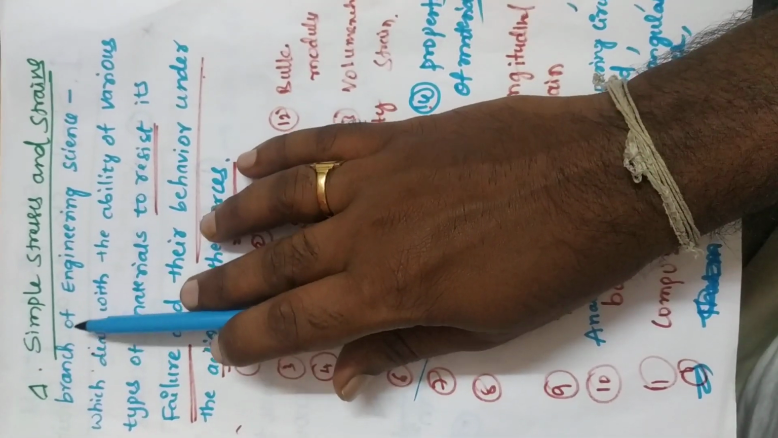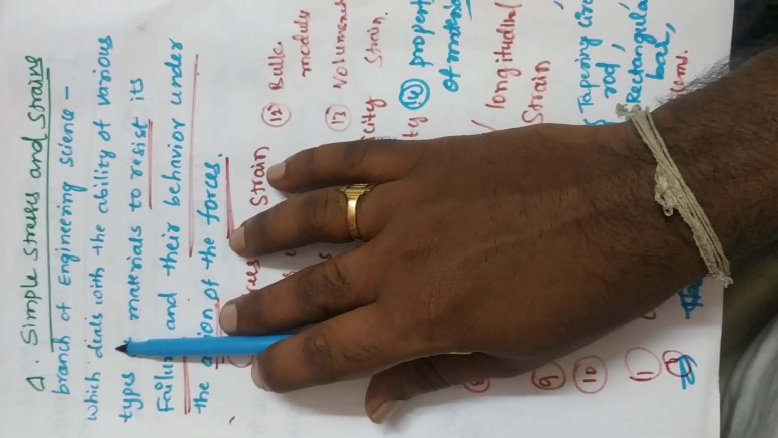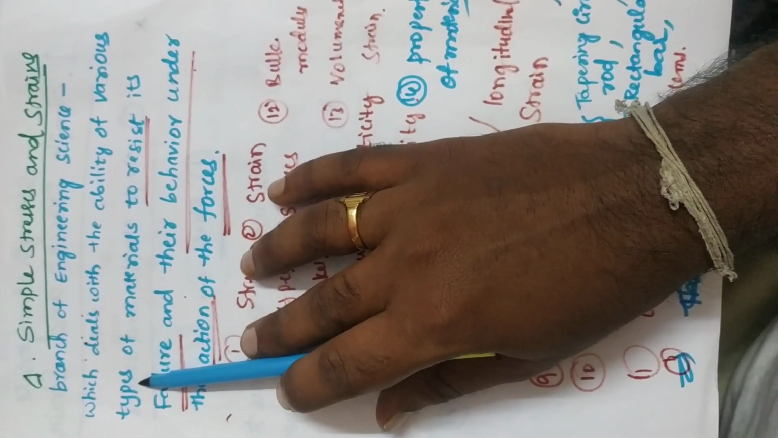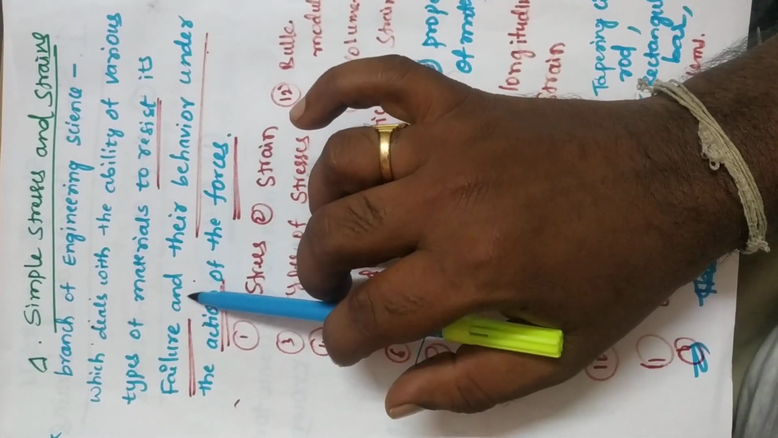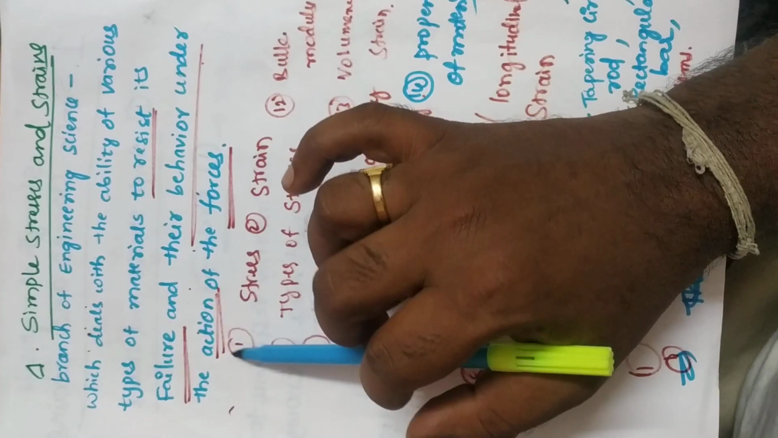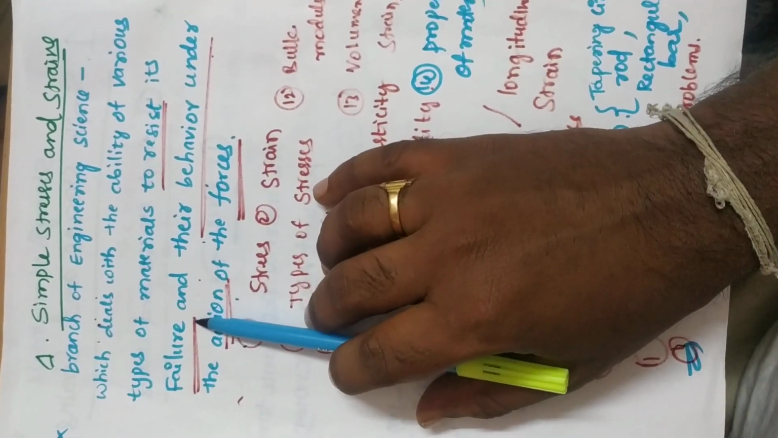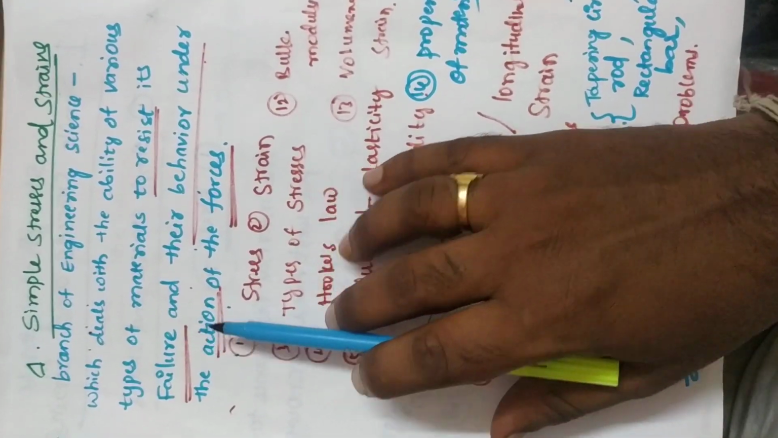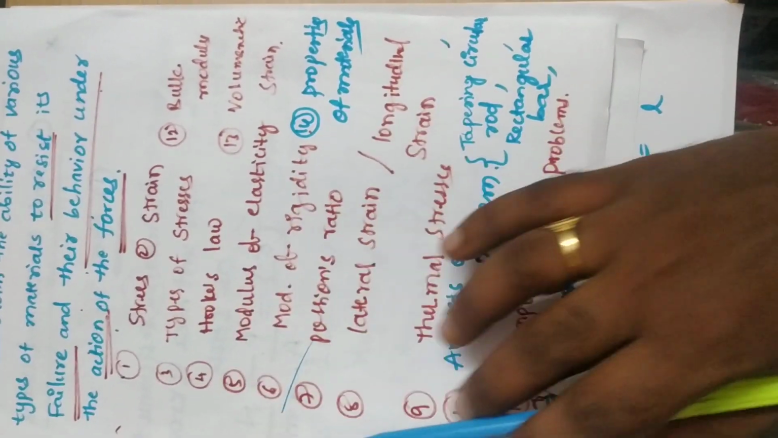It is the branch of engineering science which deals with the ability of various types of materials to resist failure and their behavior under the action of forces. So that is the use of the strength of materials subject. In this subject, we can learn all these things.